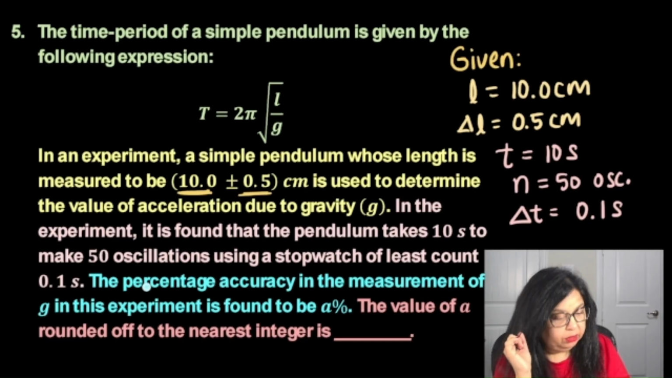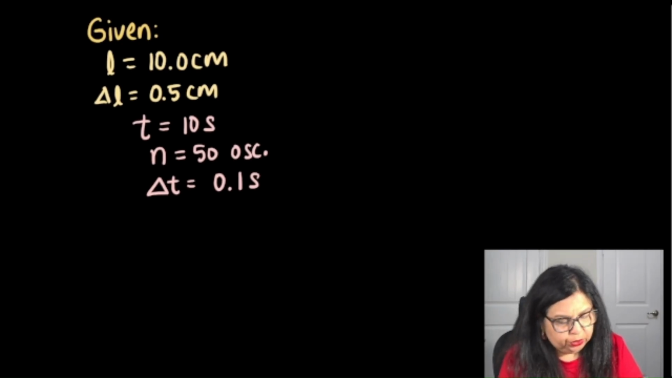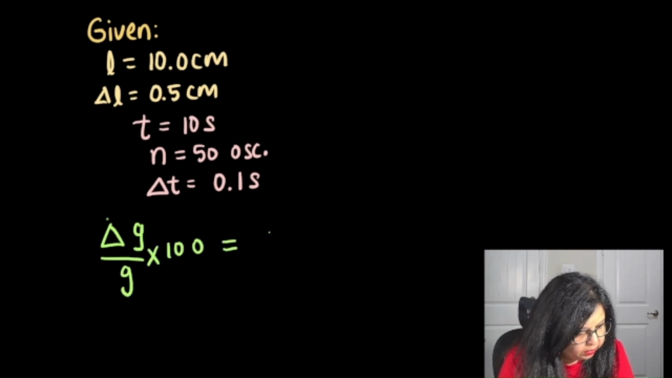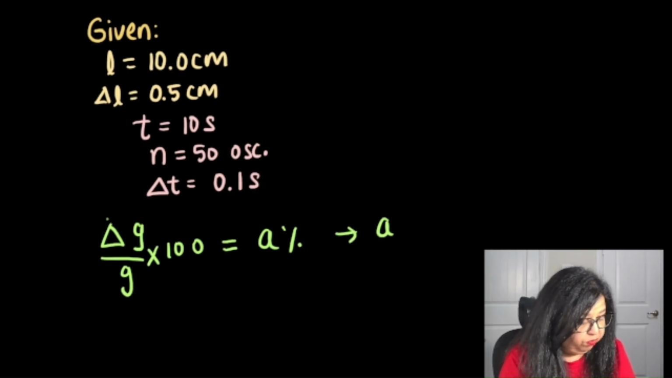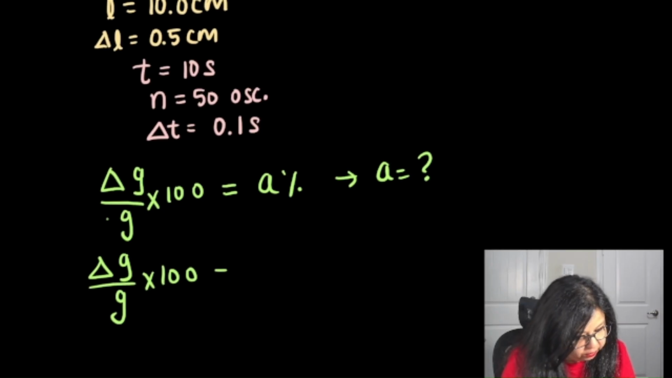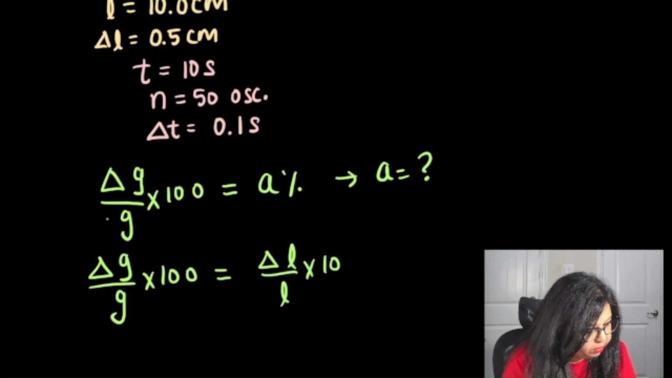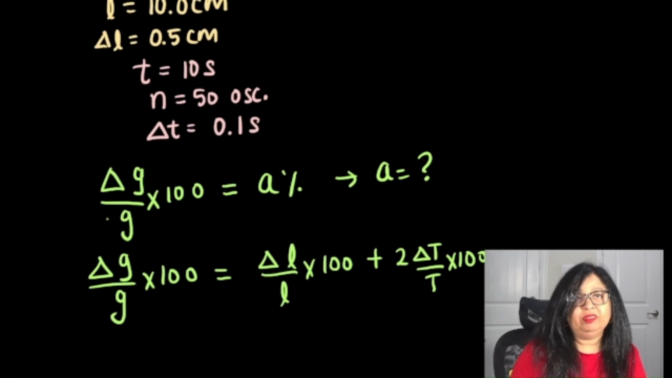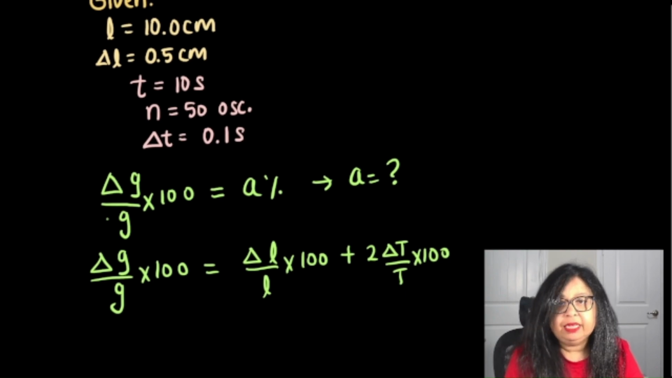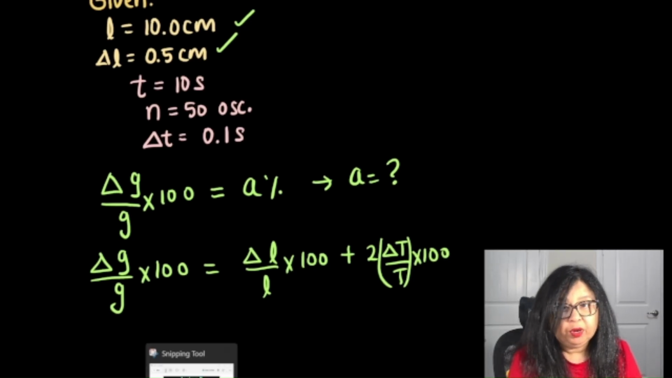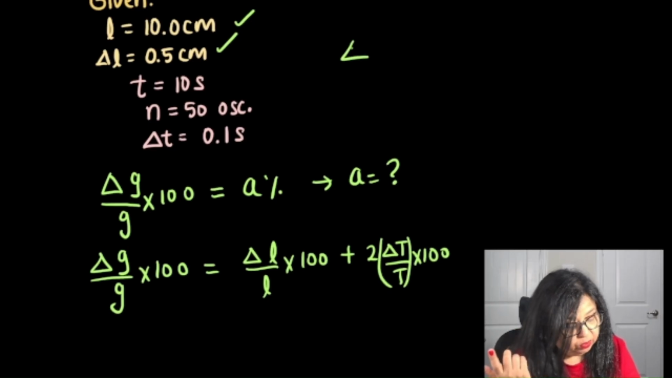All right. How do we do it? Let's see. Now, we're told that delta g over g times 100, the percentage accuracy, is equal to A%. And solve for A. All right. Now we do know that delta g over g times 100 equals delta L over L times 100 plus 2 times delta T over T times 100. Now all we have to do is plug in the numerical values of delta L, L, delta T, and T. Delta L's value is given, L's value is given, but delta T, where T is uppercase T, divided by uppercase T, it's not given to us.